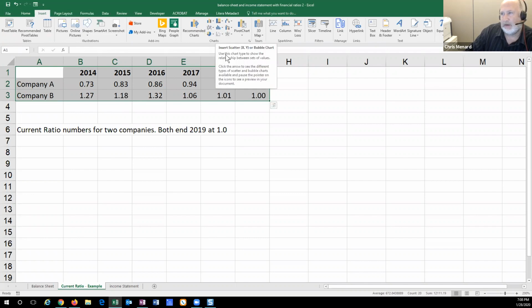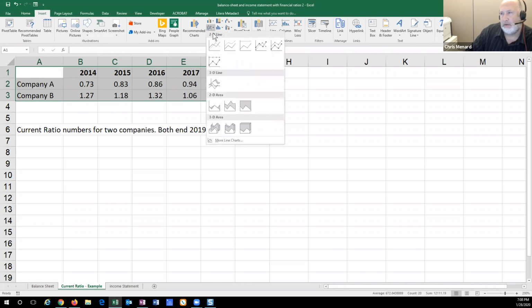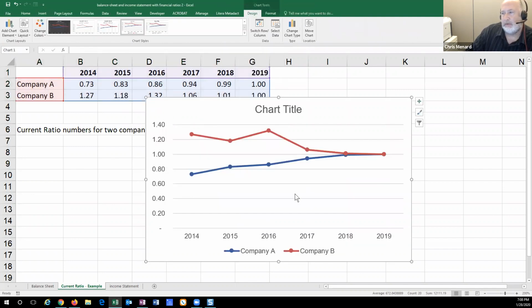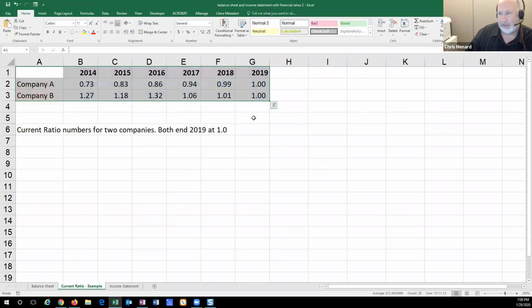Or if I can find my line chart, it's probably right in front of me. There we go. Pick that one. So if you notice company B, which is the red line, they just keep somewhat going down except for this little bump they had here in 2016. Company A seems to be steadily getting better. But again, that's just one ratio of many, so you just can't look at just that one. But anyway, that's just something to look at.